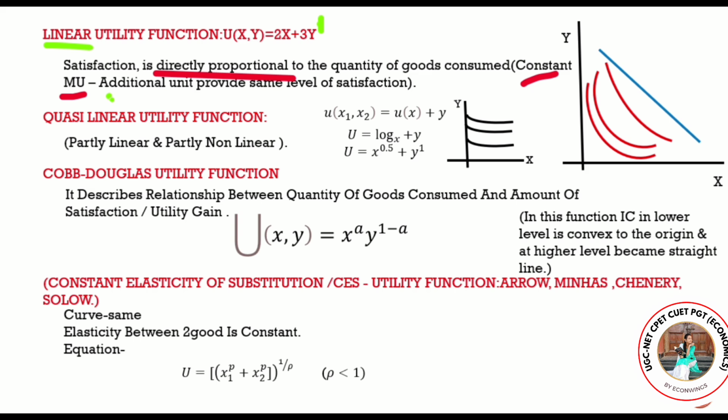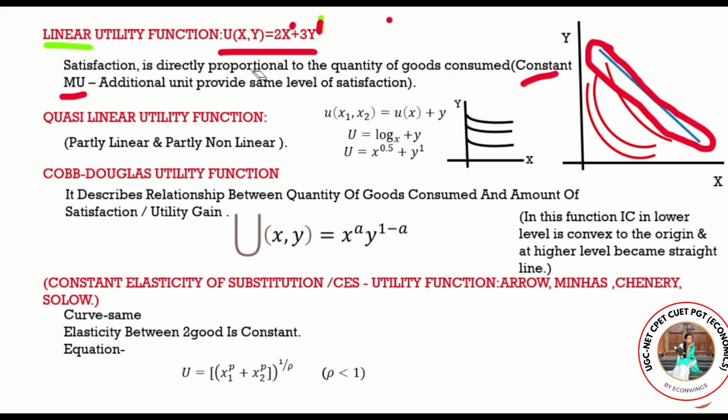In case of linear utility function, the marginal utility is constant, which means there is no change in marginal utility; each additional unit provides the same level of satisfaction. So in this function, U(x,y) equals 2x plus 3y, the power of x is 1 and the power of y is 1, that means it is linear. Their ratio may be different, like 2 is to 3, right? But the magnitude is the same. Okay, the marginal utility is the same. So if we draw a diagram of this function, then that will be a downward sloping straight line.